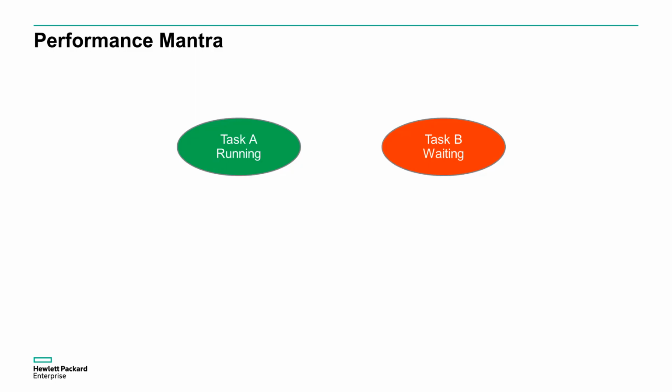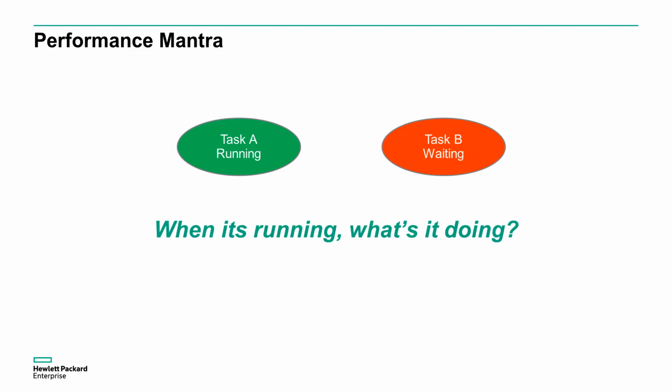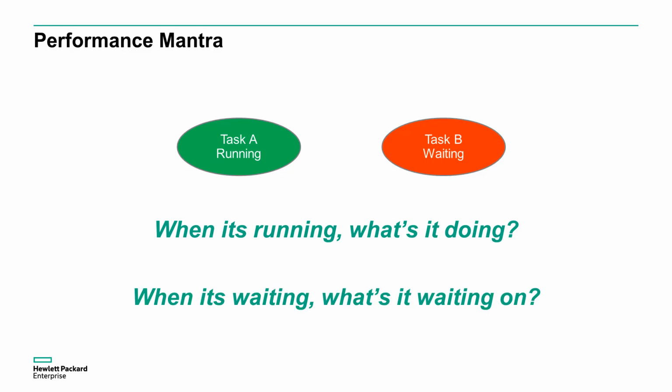So the key to troubleshooting performance is to be able to answer the following questions for each task. When it's running, what is it doing? And when it's waiting, what is it waiting on? With LinuxKI, we can also see the interaction between the running and sleeping threads so that we can understand how threads compete for resources or coordinate for work.